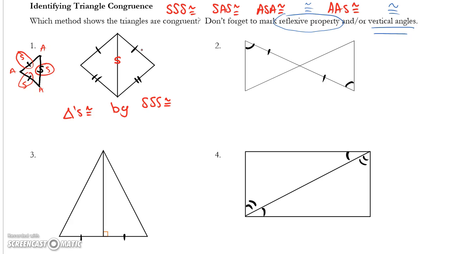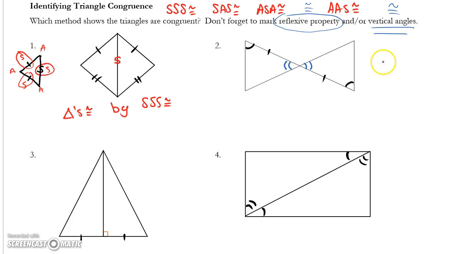If you don't understand that, go back, rewind, and watch that part again to help you understand it a little bit better. In number 2, I can include that my vertical angles here are congruent. I'm going to give them a different mark than what these angles are marked because there's a different congruence here.